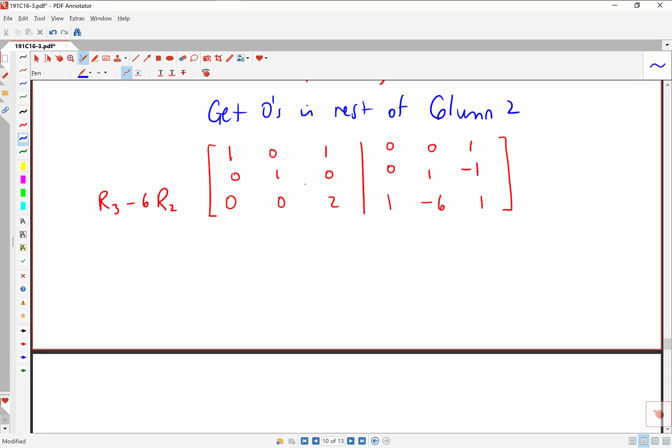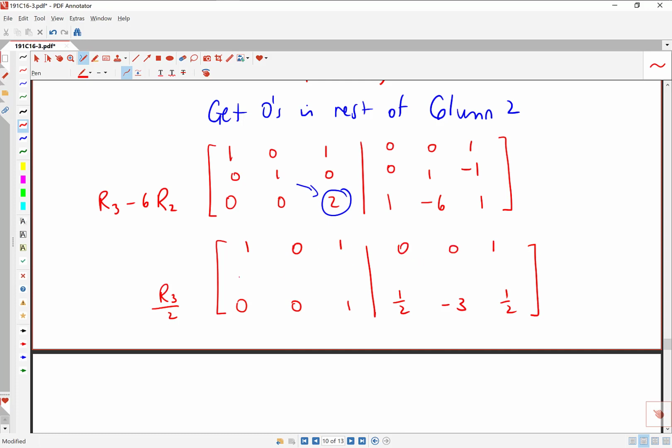The next thing we need to do is move into column 3. And remember, it's always a pattern of getting a 1 and then getting zeros in the other positions. So we want to create a 1 in that bottom right position, and we'll do that just by taking row 3 divided by 2. So we'll get 0, 0, 1, a half, minus 3, and a half. And we'll just recopy all the other entries in the matrix so that we're ready for our very last step.